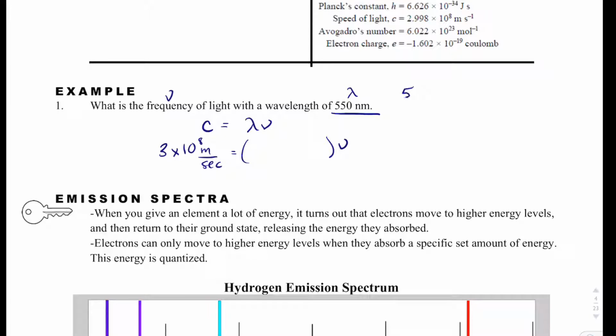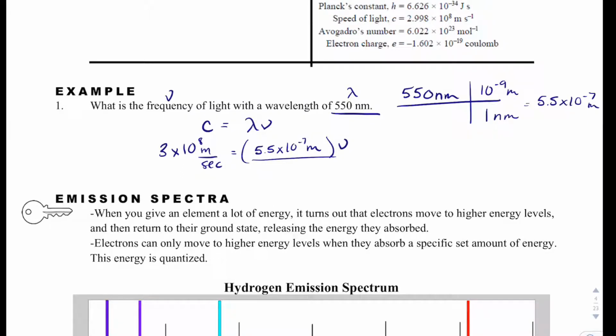We need to say, oh, if I need meters per second, I must need to have something with meters, and nanometers just doesn't quite cut it for us. So we'll say 550 nanometers. In 1 nanometer, there's 10 to the minus 9 meters. And so what I get is 5.5 times 10 to the minus 7 meters. I can plug that in here. I'll divide that over.